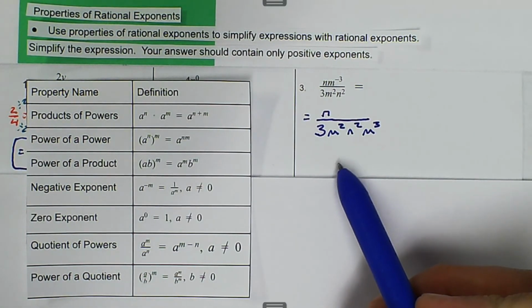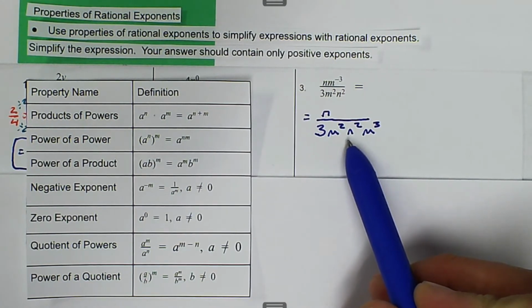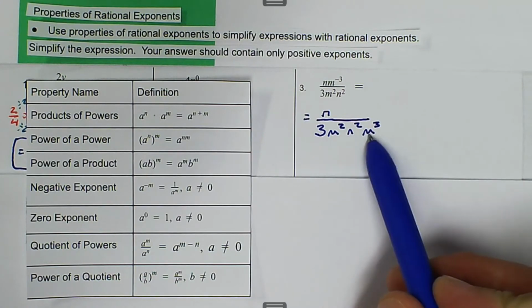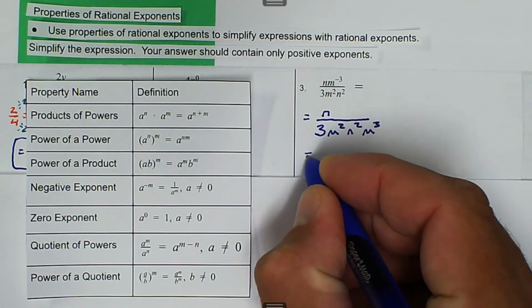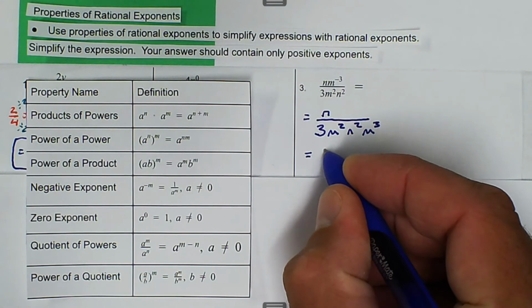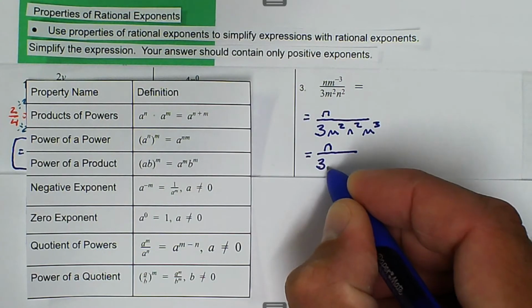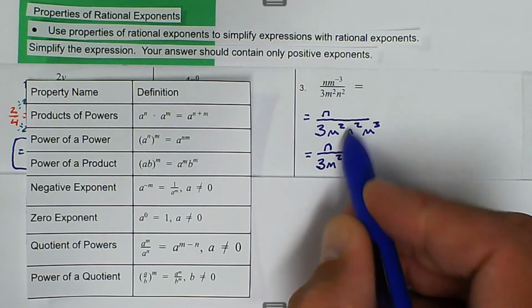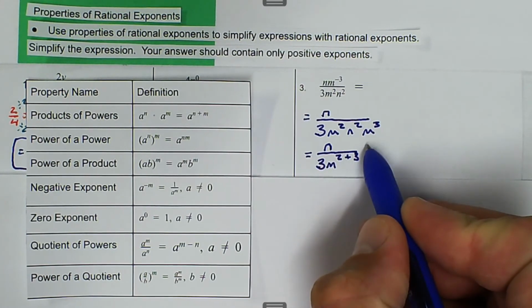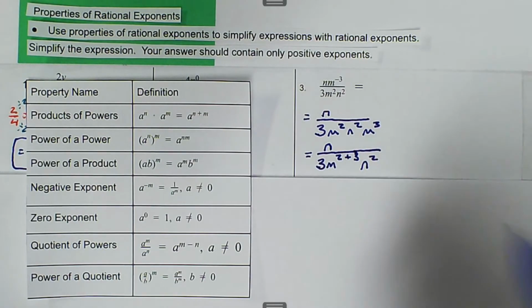So now we have multiplication. So we have products of powers, where we have m squared times m to the third. So we can rewrite that. Nothing that we can do in the numerator, so that's just going to be n over, and then we have 3m to the squared plus 3, because we have m squared there and an m to the third there, and then n squared.